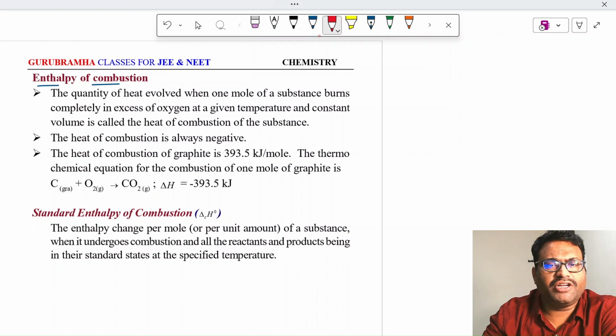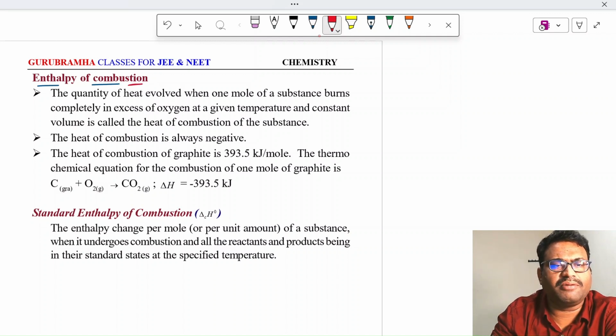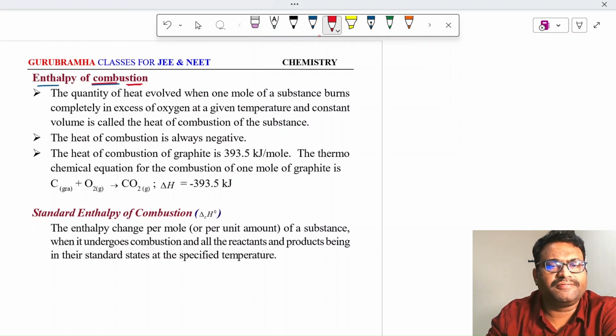Already we have studied about enthalpy of a reaction, enthalpy of formation. So there are different types of enthalpies of reaction. One of the enthalpy of reaction is enthalpy of combustion. Already it is mentioning that it is combustion. Combustion means reacting with the oxygen, burning with the oxygen. So combustion reactions are all exothermic reactions.